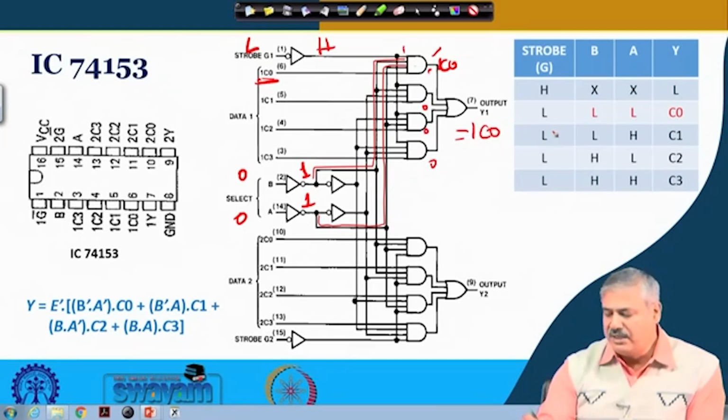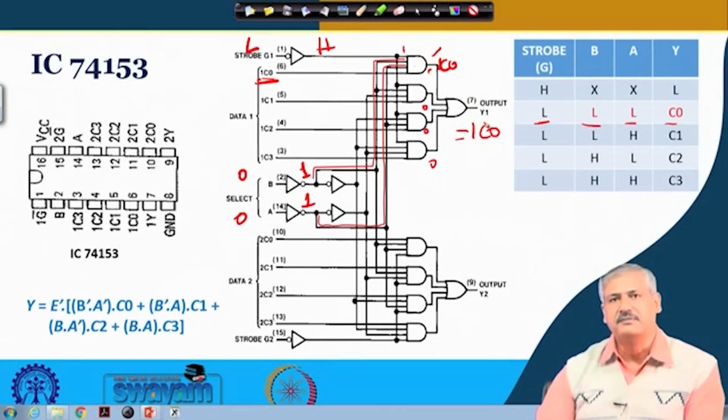Okay. So, when this is low, and these two are low and low, then the output is C0. This is the output over here. Similarly, over here in the bottom place also. When this is low and high, it will be C1, high low, this is C2 and this is C3. This is nothing but the multiplexing operation.